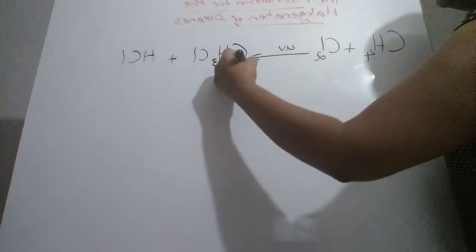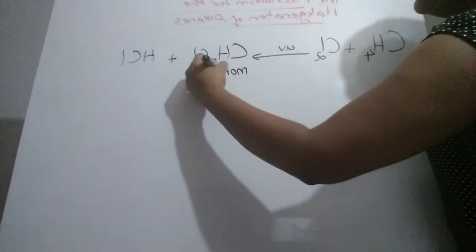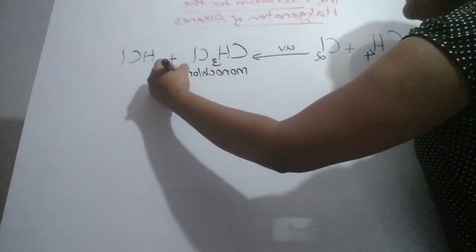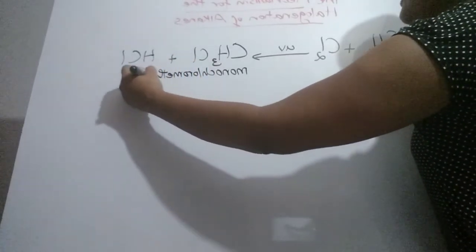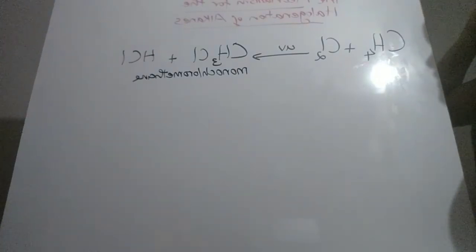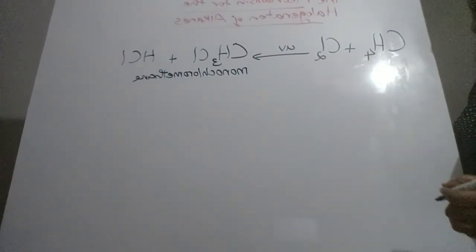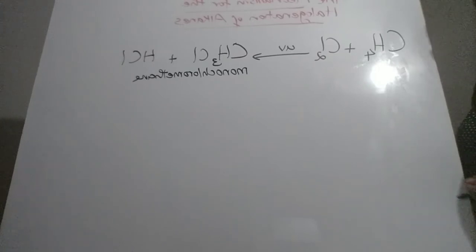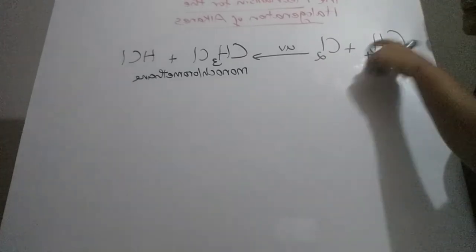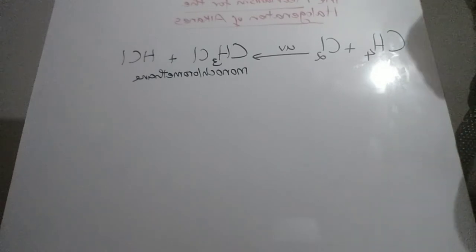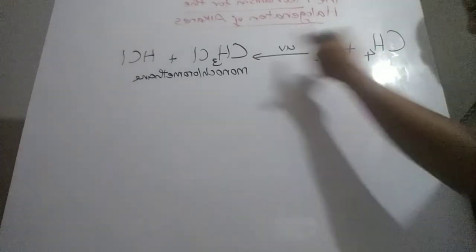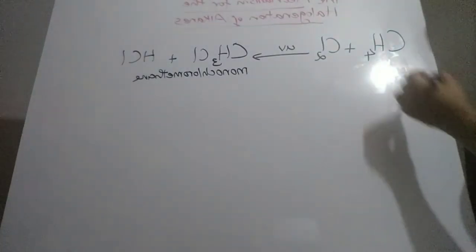And this of course is called monochloromethane. Monochloromethane because this can be a chain reaction as long as we have enough chlorine and the UV light is still there. A chain reaction in which all four hydrogen atoms eventually get substituted. So it doesn't have to stop at monochloromethane.